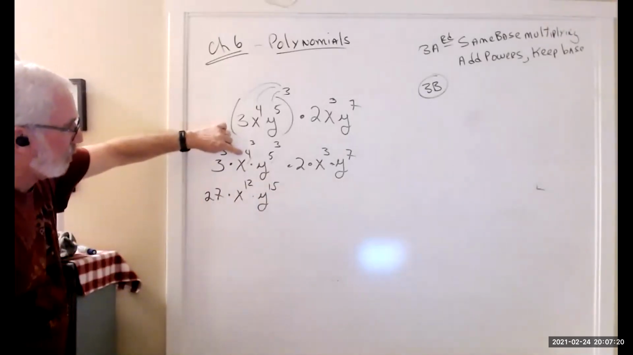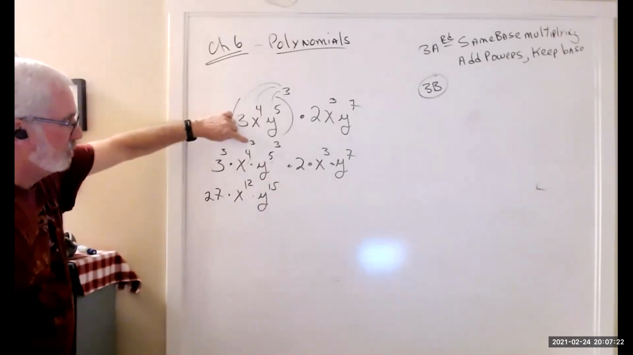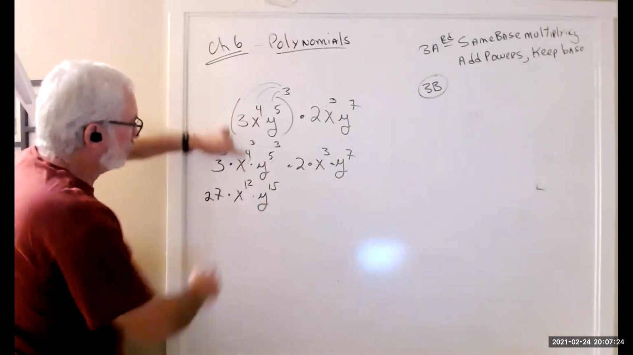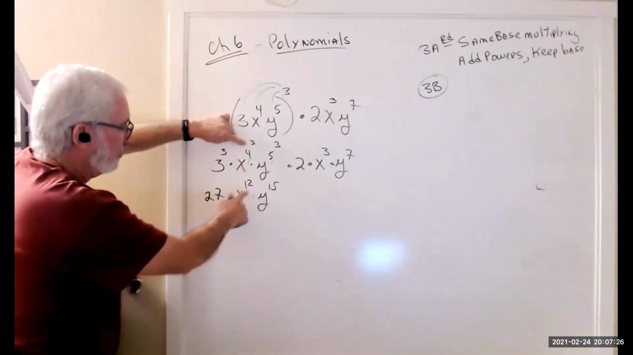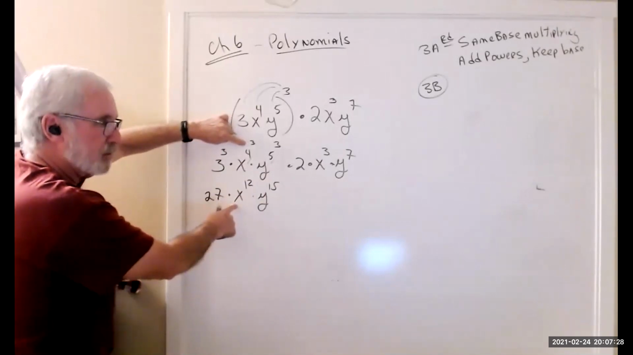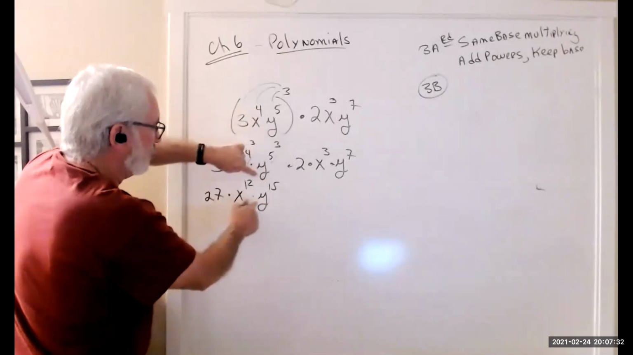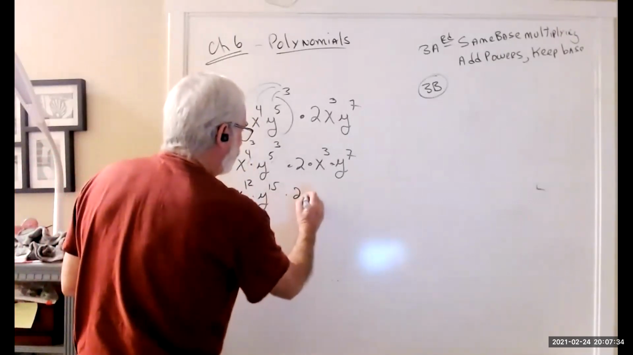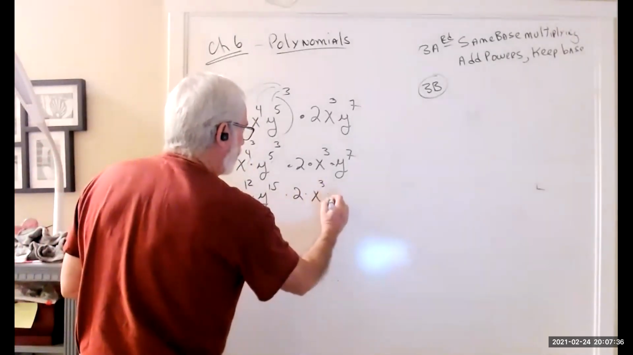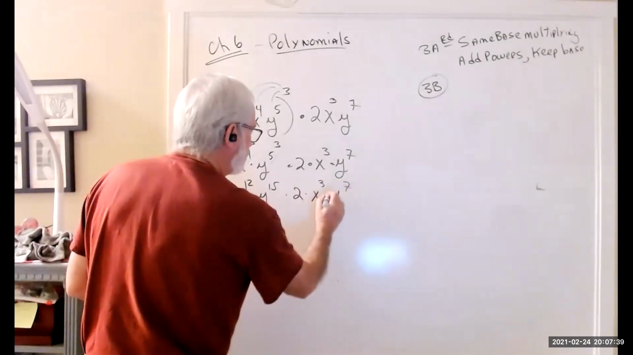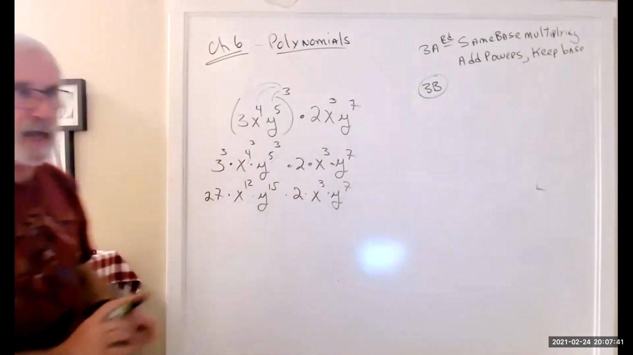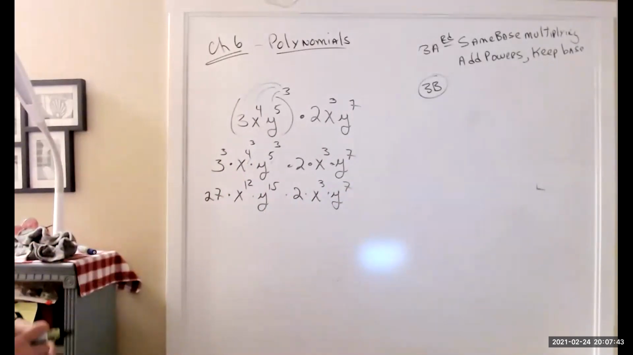When you see a power raised to a power, you multiply the powers, 4 times 3 is 12, but you keep the base number. Power to a power, 5 times 3 is 15, keep the base number. This 2x to the third, y to the 7 isn't important anymore, or hasn't been important yet. It's going to be super important now.